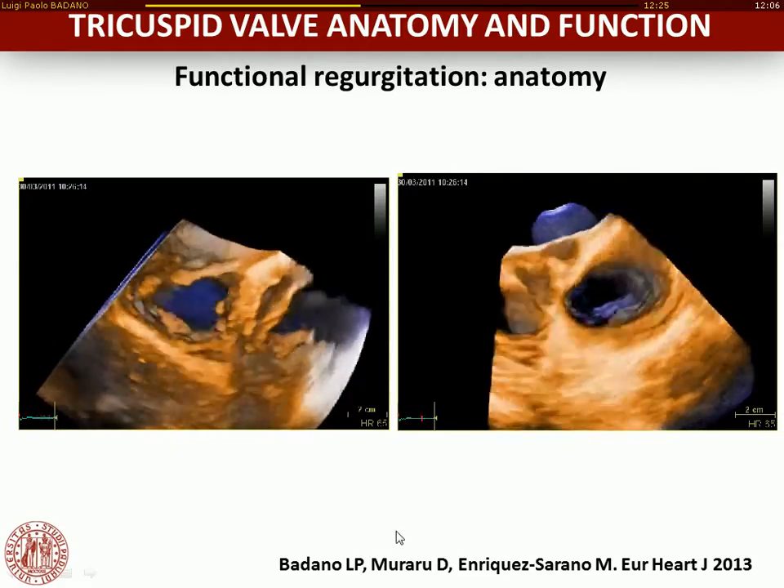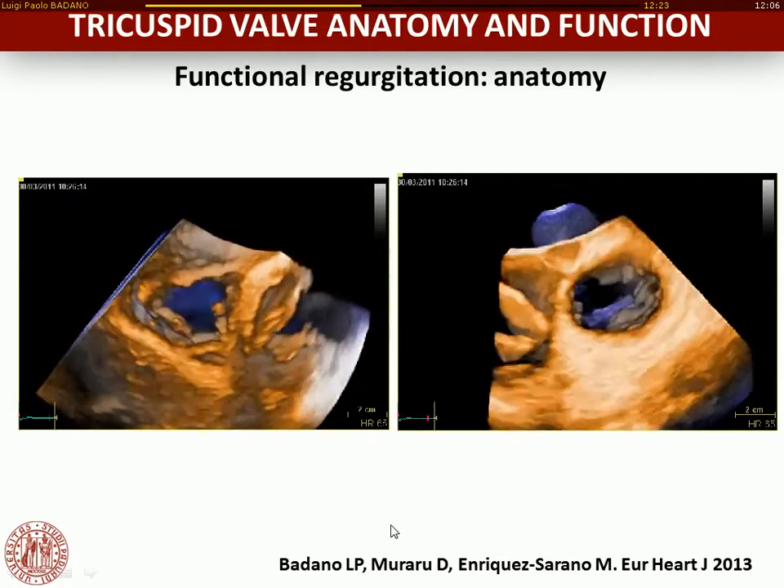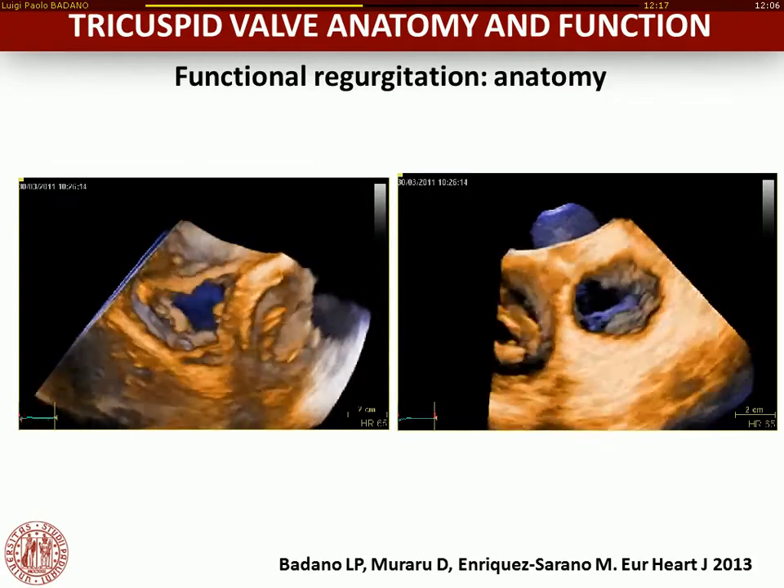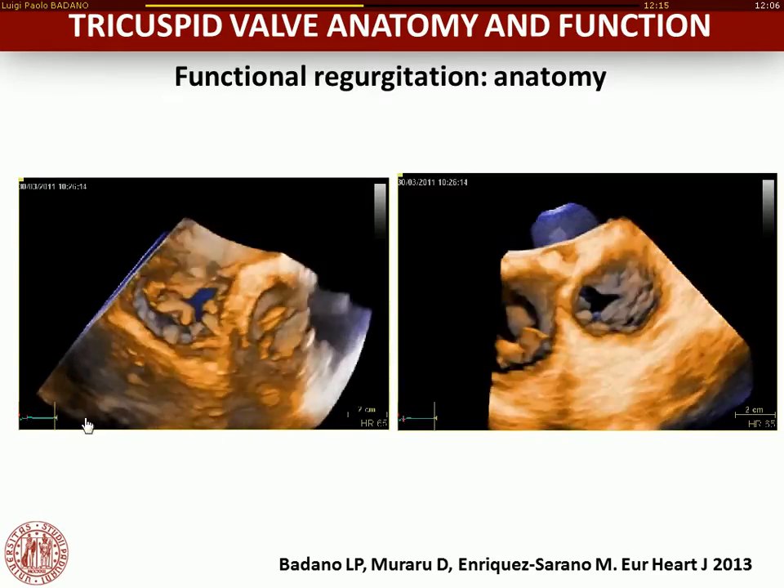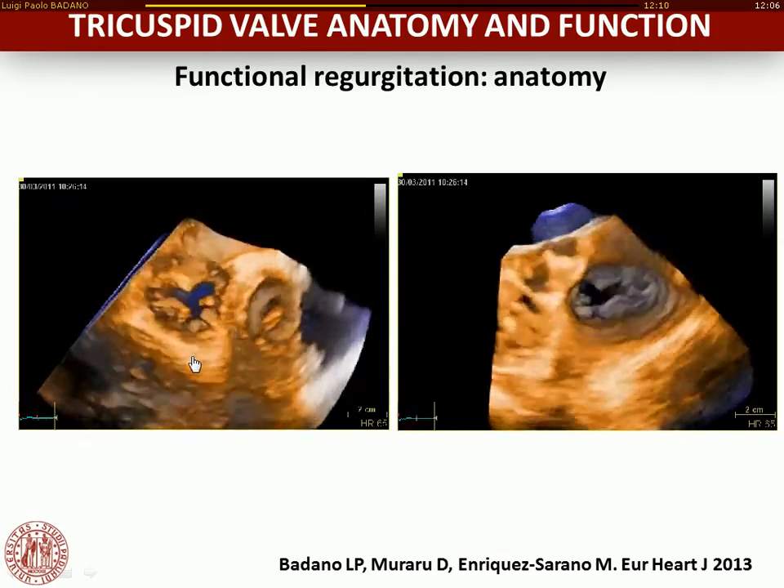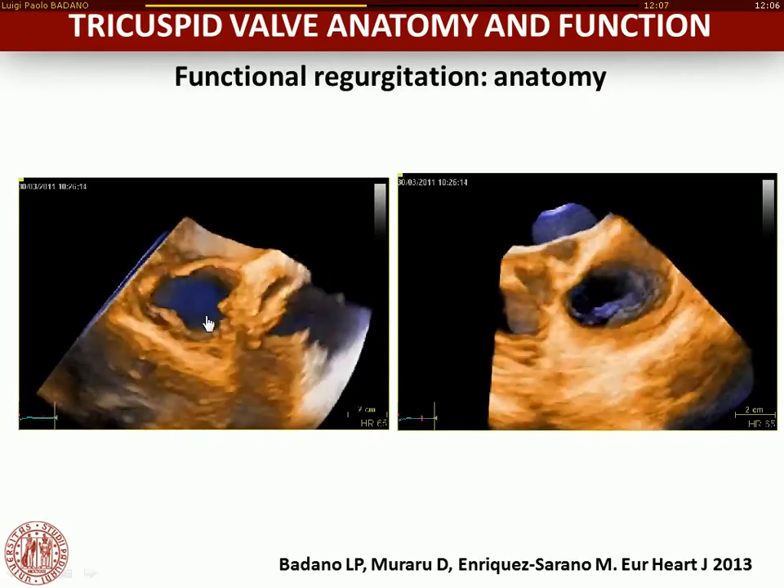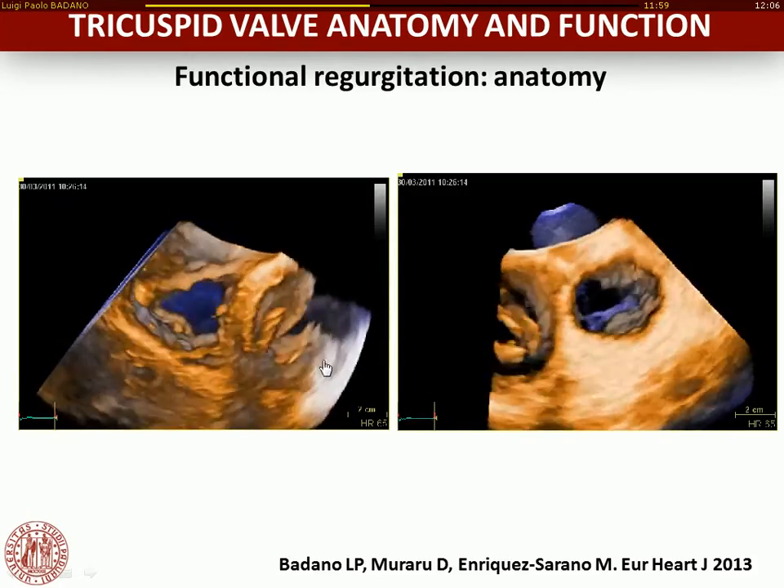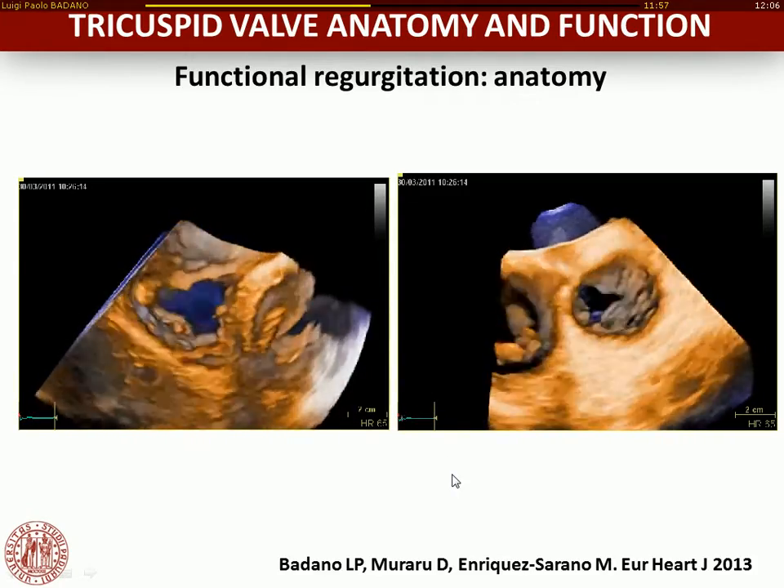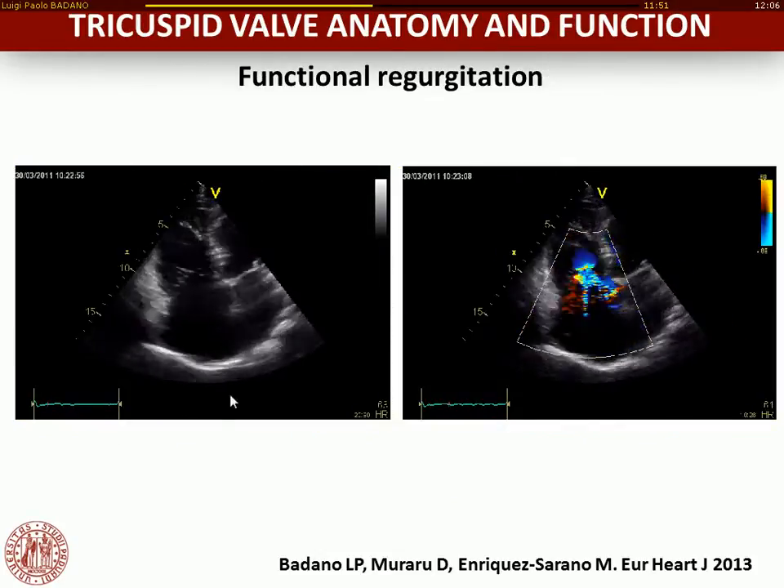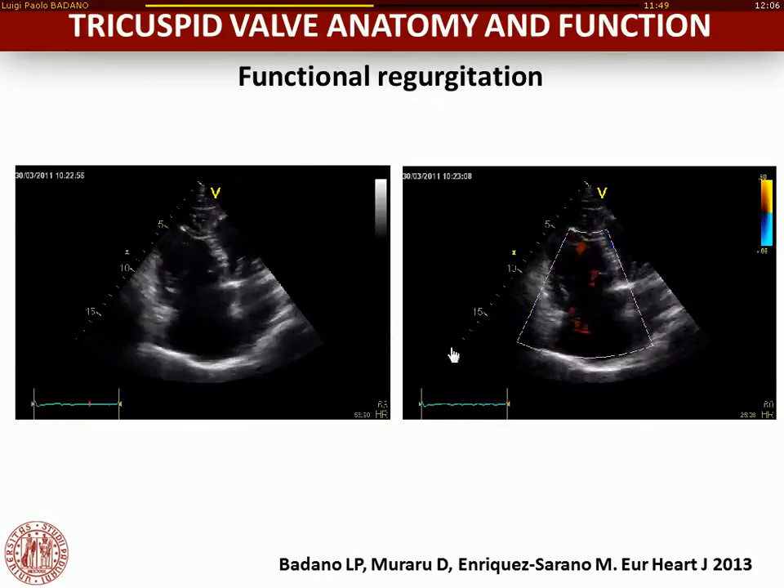For the sake of time, I want just to discuss the additional value of 3D echocardiography in functional regurgitation. And this is a good example of a patient with functional regurgitation with lack of coaptation of the leaflets. You see the residual orifice from this view from the ventricle, as well as from the same patient looking at the valve from the right ventricle. The leaflets are tethered, a little bit thickened, and they don't coapt. This is a patient with obvious functional tricuspid regurgitation.